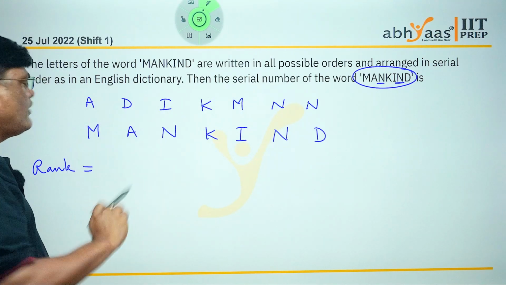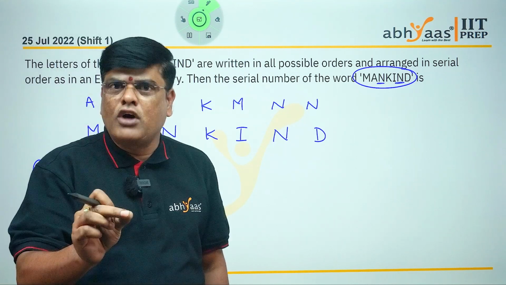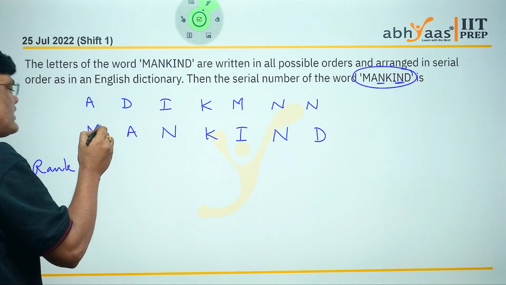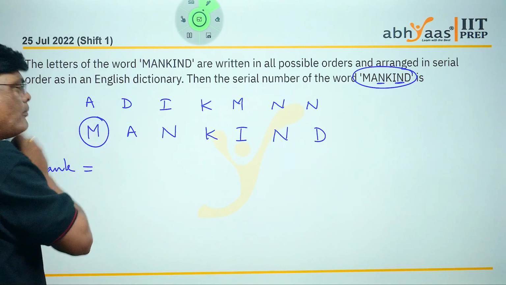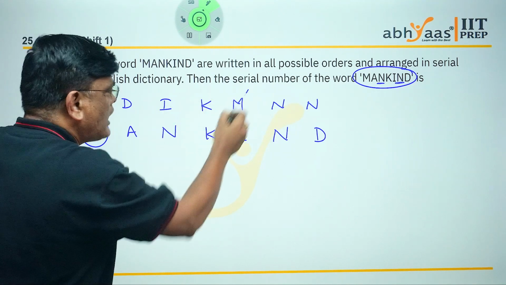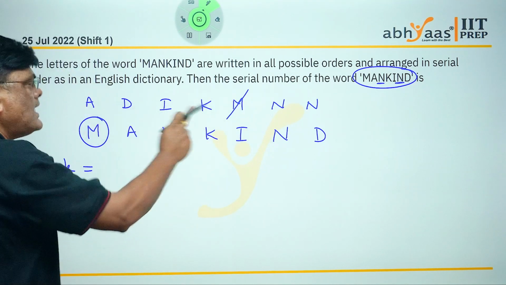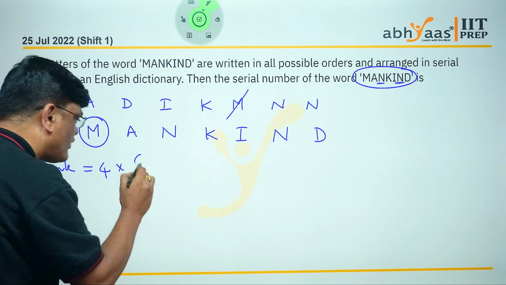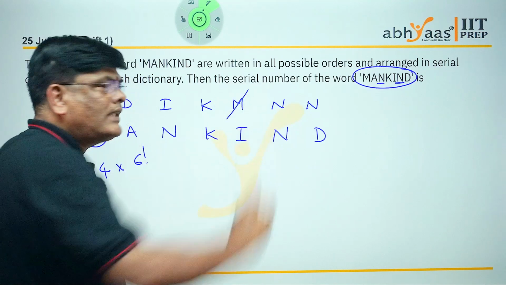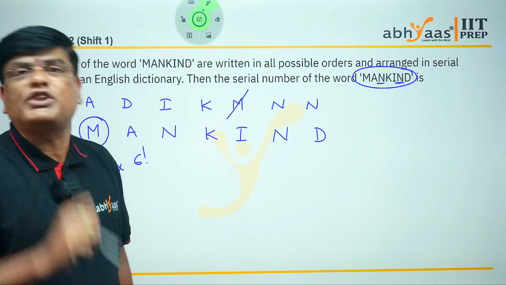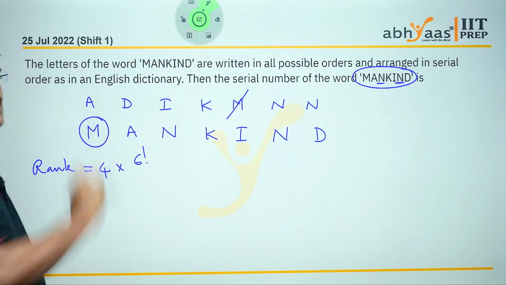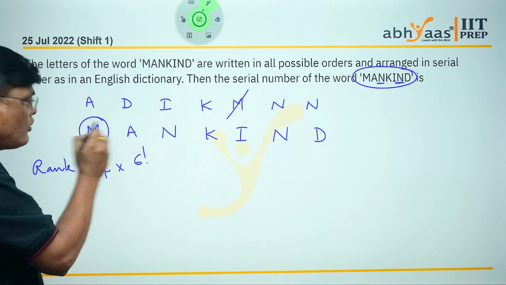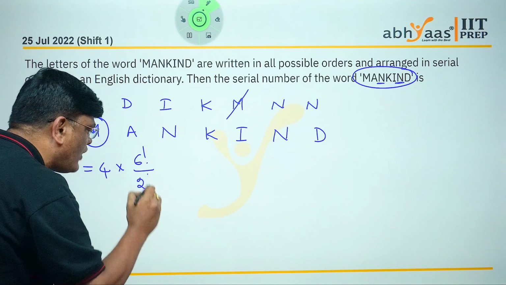Now the rank of the word equals... So what we are doing, in the word we have to circle the letter, and in alphabetical order, cancel it. Now here also the same. First, I am circling the letter M in the word and cancelling that letter M in alphabetical order. Now before M there are 4 letters, into, now here the remaining letters are 6, so 6 factorial. Now in those 6 letters, is any letter repeated? That we have to check, including this circled letter also. Now in the 6 letters, N is repeated twice, including this. So that means we have to write 2 factorial here.